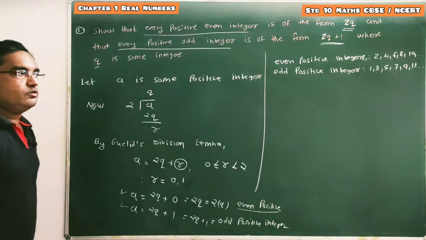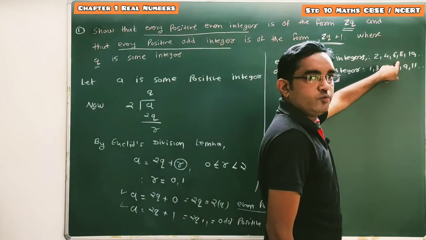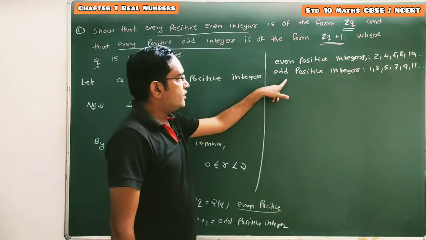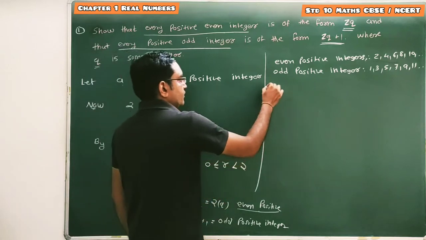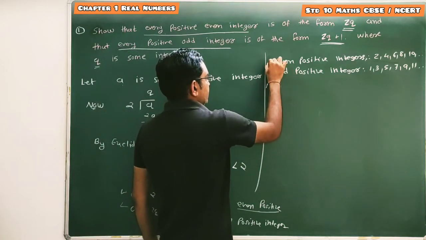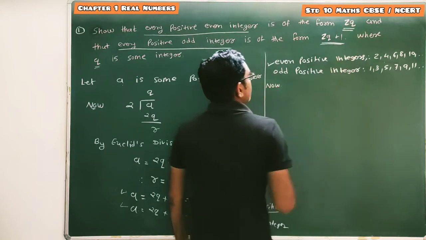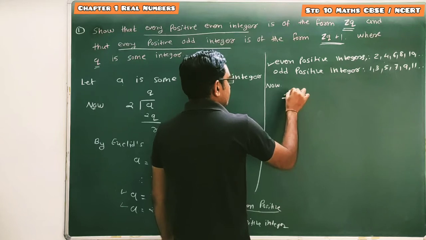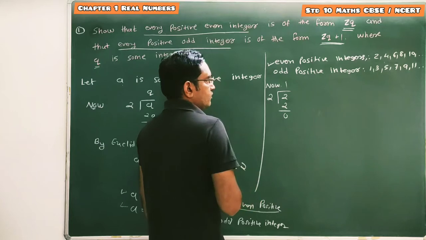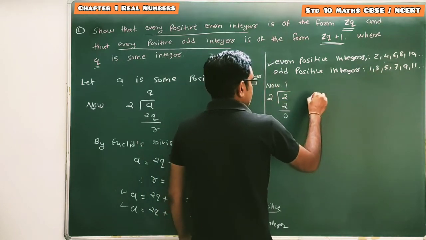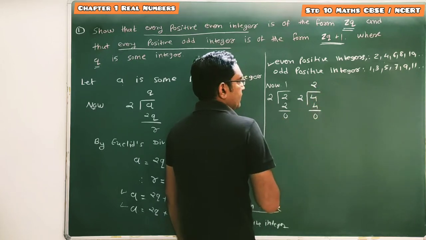Now, what do you have to prove? We have to prove even positive integers are always in the form of 2q, and odd positive integers are always in the form of 2q plus 1. So now we are dividing these even positive integers by 2, because we require the form 2q as well as 2q plus 1. So 2 divided by 2: 2 ones are 2, remainder is 0. Now divide 4 by 2: 2 twos are 4, remainder 0.